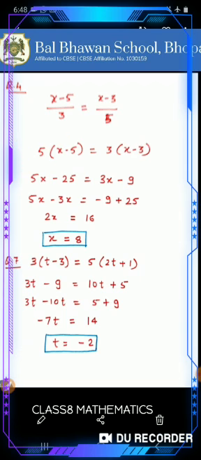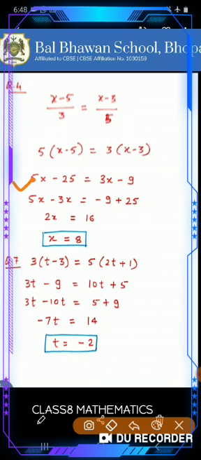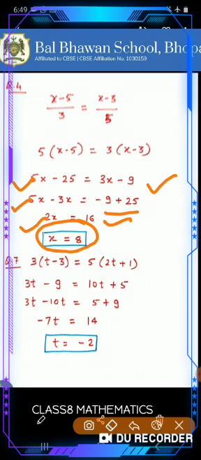Here also we have to collect all the variable terms on the left hand side and all the constant terms on the right hand side. So likewise we got 5x minus 3x, right? And here we got minus 9 plus 25. Okay, so 5x minus 3x is 2x is equal to minus 9 plus 25, 16. Here we will divide 16 by 2. So like this we will get x is equal to 8.